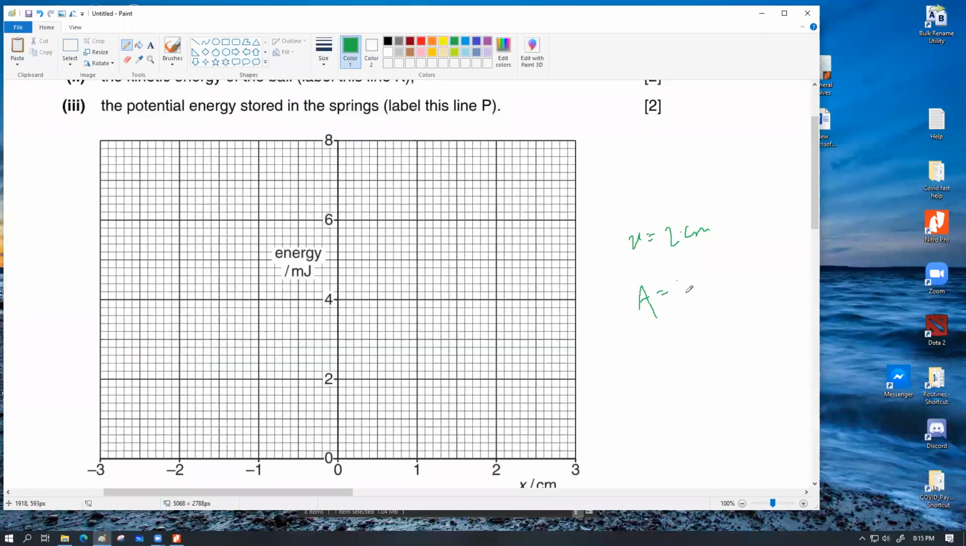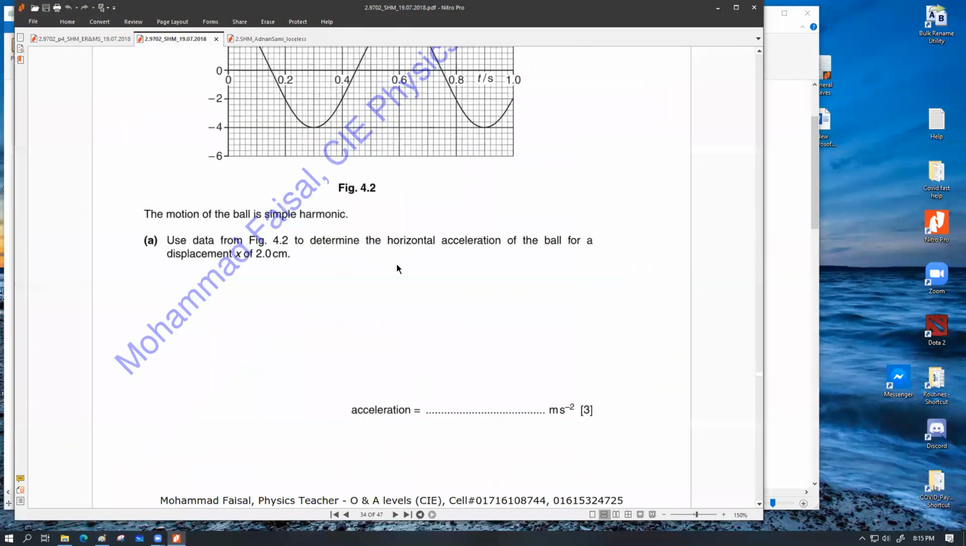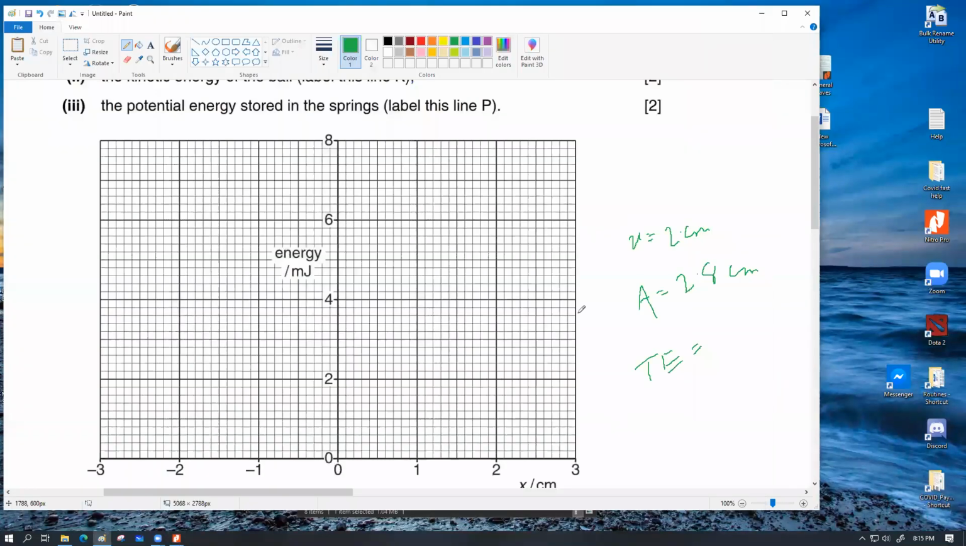So might as well write that because I'm going to need those things as well. What is the total value of the total energy? Total energy value, which we did calculate in A. How much was this? That was 7.0 millijoule. So I'm going to need that value as well.